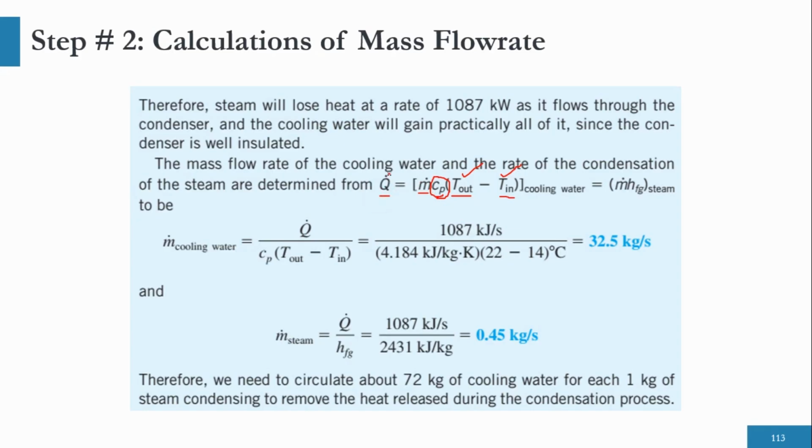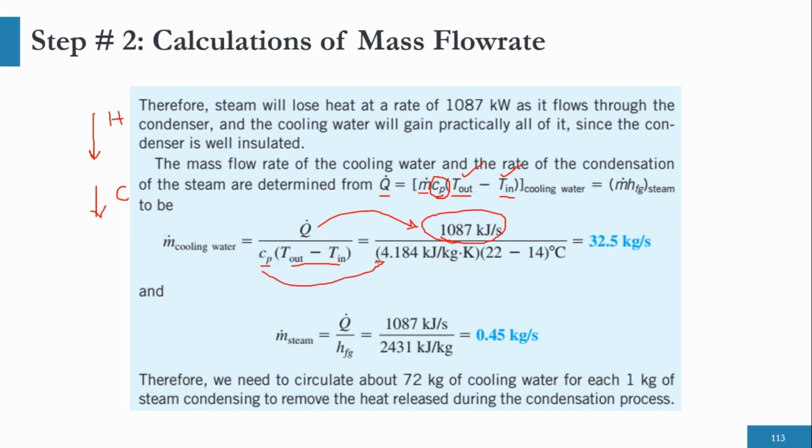But once we talk about the heat exchanger, the amount of heat transferred from the hot side is equal to the amount of heat gained by the cold side. So Q is equal to 1087 kilowatt or kilojoule per second. Rearranging the equation, Q is equal to m Cp dT, or Q is equal to m Cp (T out minus T in). It will become m is equal to Q over Cp (T out minus T in). So Q value is 1087 kilojoule per second.